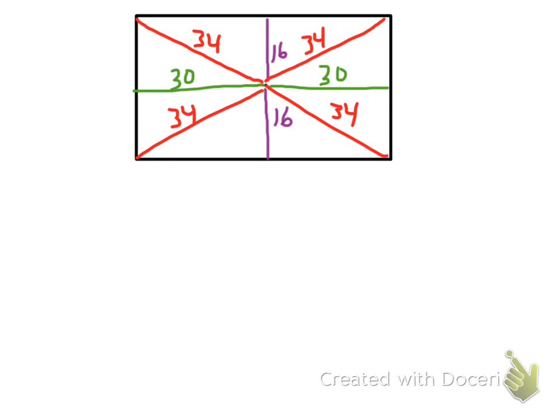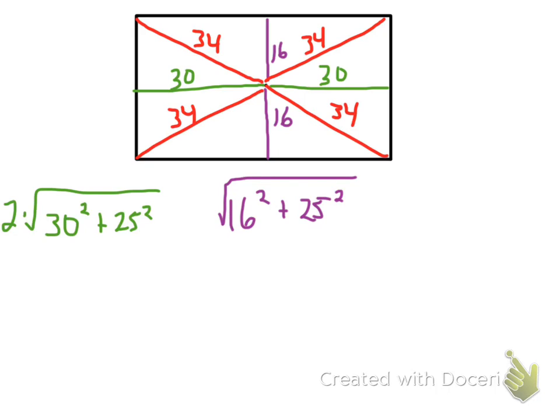So now, knowing that the antenna is going to be 25 feet, I'm going to do Pythagorean theorem with each of these. So if I take a look at the green one, it is going to be 30 squared plus 25 squared, and the hypotenuse of that is going to be the distance from the top of the antenna to the edge of the building. There are two of those, so I multiply that number by 2. And do the same thing for the purple ones. So I have 16 squared plus 25 squared. I again have 2 of those. And then for the red ones, I have 34 squared plus 25 squared, and there are 4 of the red ones.